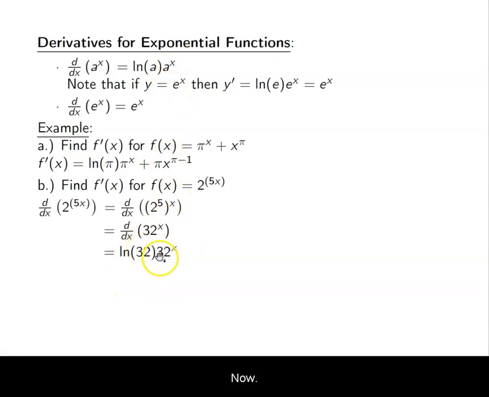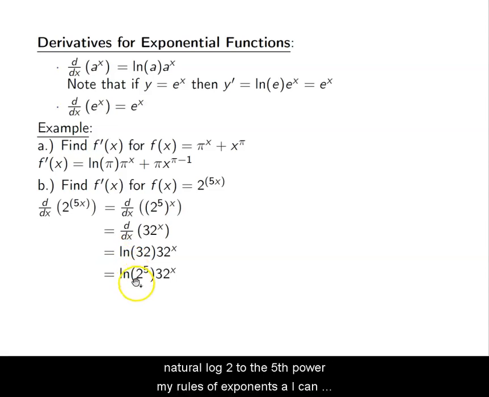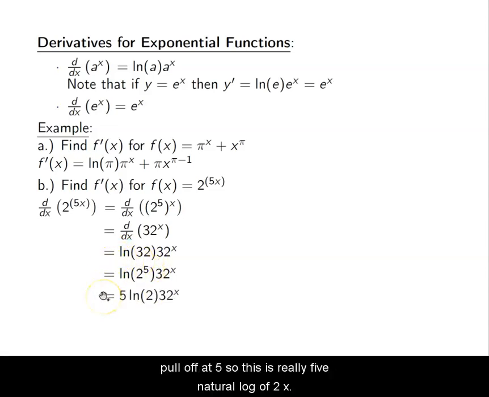Okay. Now if you left it here as an answer, I'd be somewhat okay with it, but this can be simplified further, right? We know that this is 2 to the 5th, so I can rewrite this as natural log 2 to the 5th power. My rules of exponents say I could pull out that 5. So this is really 5 natural log of 2 times 32 to the power of x. So this would be its fully simplified form.